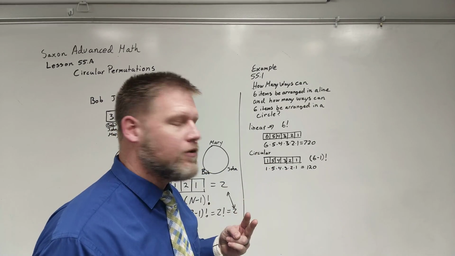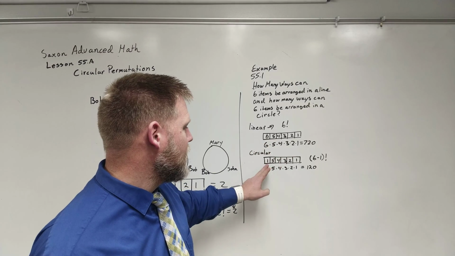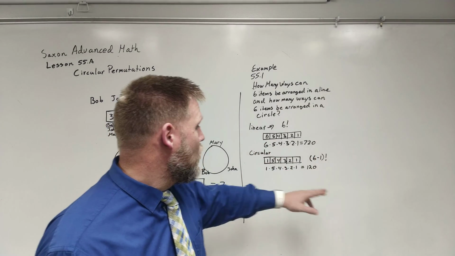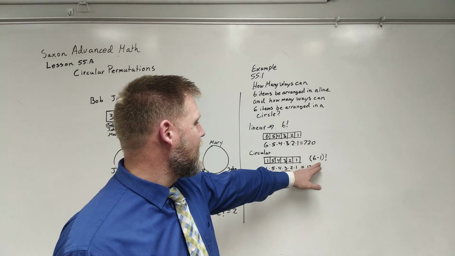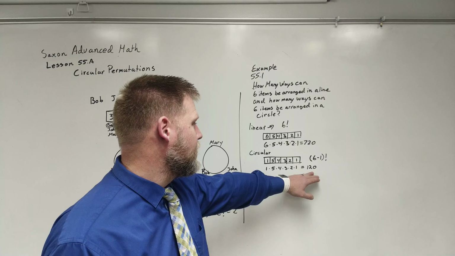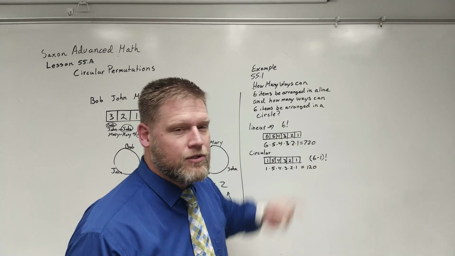So I have 2 ways I can do this. I can either use my permutation boxes and immediately kill the first one, making it a 1 and then going on, or I can use n minus 1 factorial, which is just 6 minus 1, which is 5 factorial, and that's 120, versus 6 factorial, which is 720.